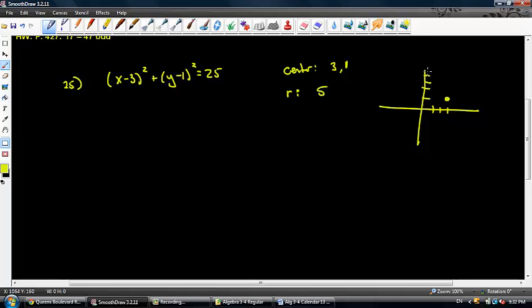The radius is 5, which means that from my center, I'm going to travel out 5 in each direction: 1, 2, 3, 4, 5, in each direction. Okay, more or less, your circle should look like that.